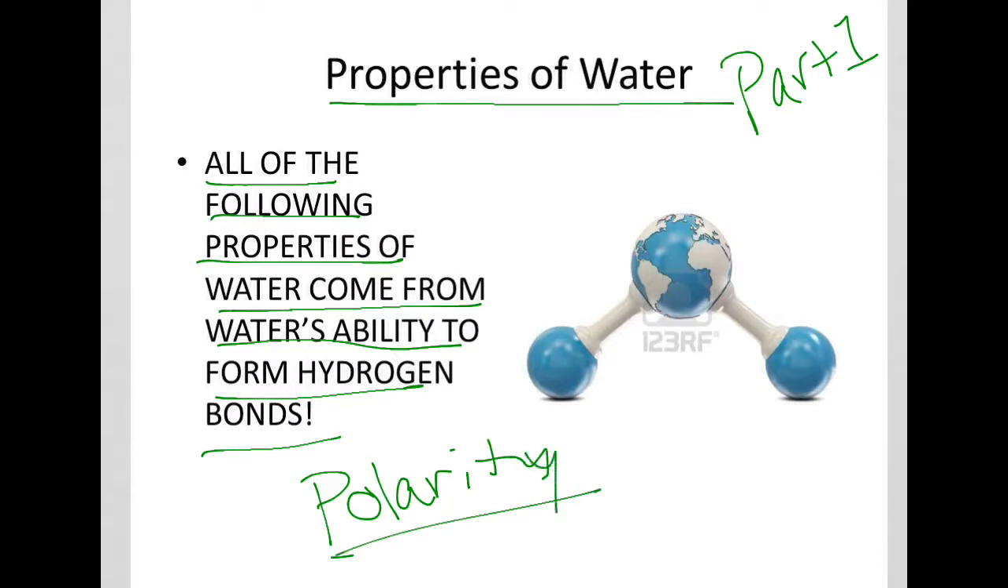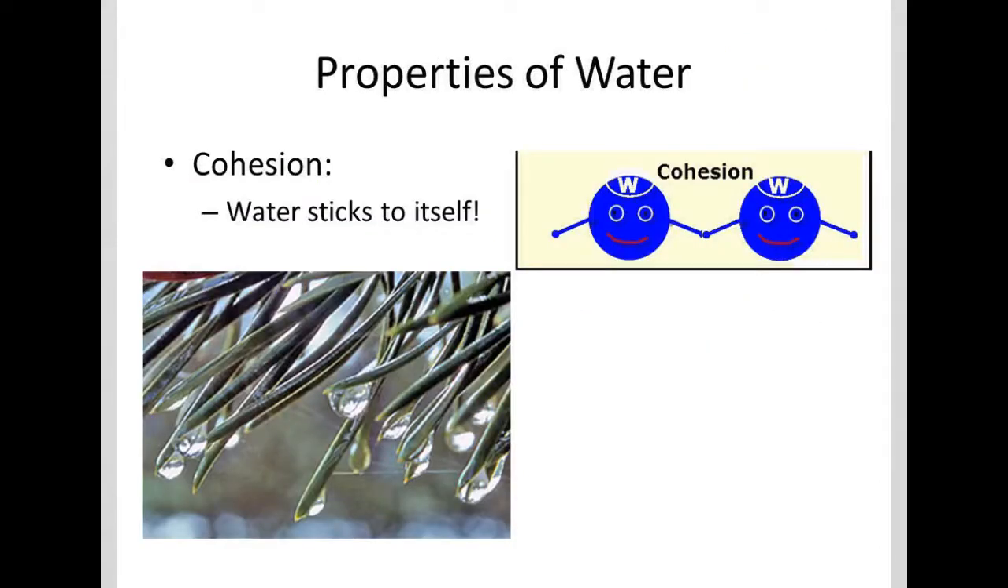If you don't remember that, you should go back and rewatch the intro to water video. That's something we need to think about for all of our water properties. All of it stems from hydrogen bonds and polarity. The first property of water that we can talk about is cohesion. Cohesion is where water sticks to itself.